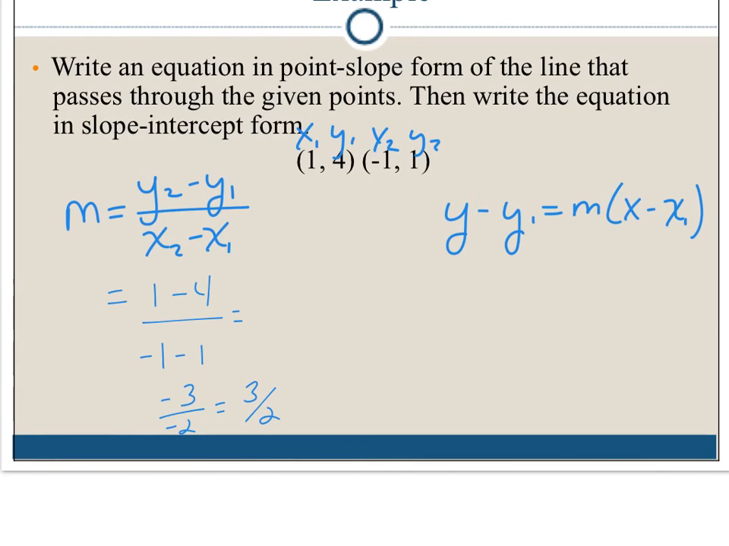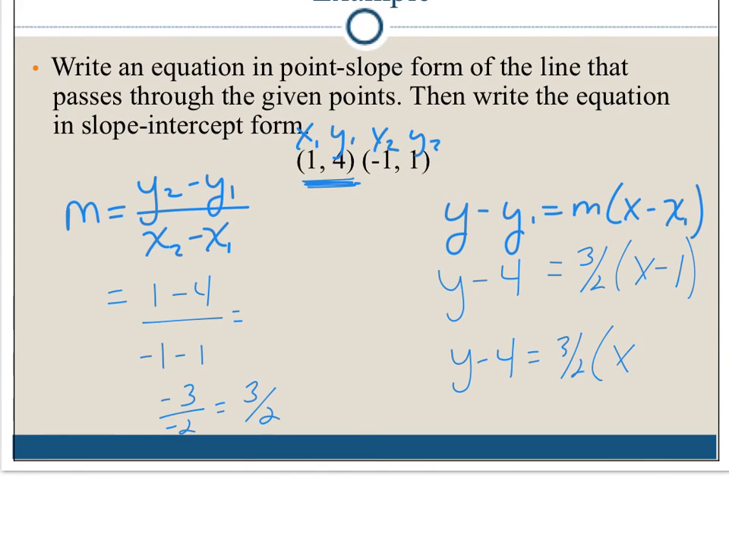I'm going to take that 3/2 and put it in the place of the m. And I'm going to pick one point. It doesn't matter which point I pick. I'm going to pick this one though. So x minus x sub 1 is x minus 1. y minus y sub 1 is y minus 4. And this creates my equation. y minus 4 equals 3 halves times the quantity x minus 1.